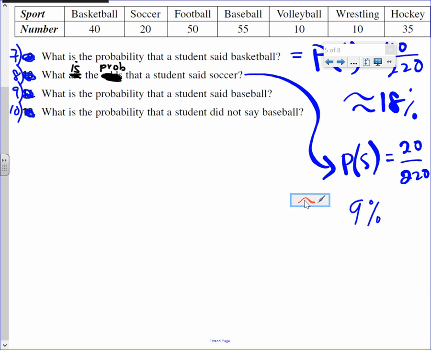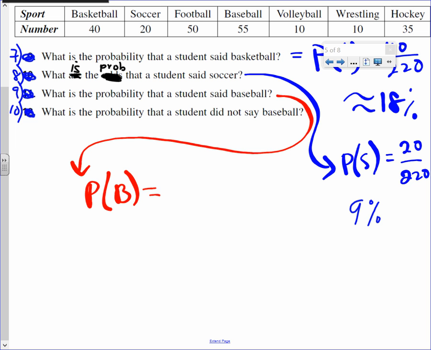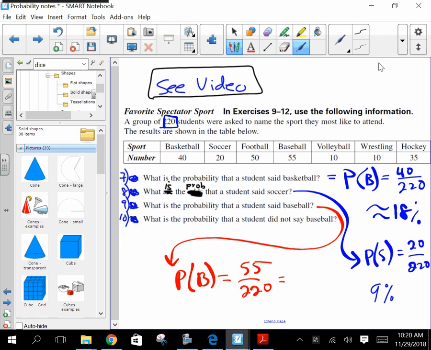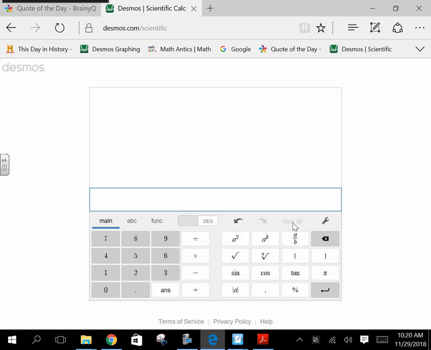Let's try 9. Number 9, I'll put in red. What's the probability that students said baseball? Here we go. Baseball, 55, so probability, I'll put B for baseball, is 55 out of 220. Let's rock and roll. 55 divided by 220. I get 25%, exactly 25%.